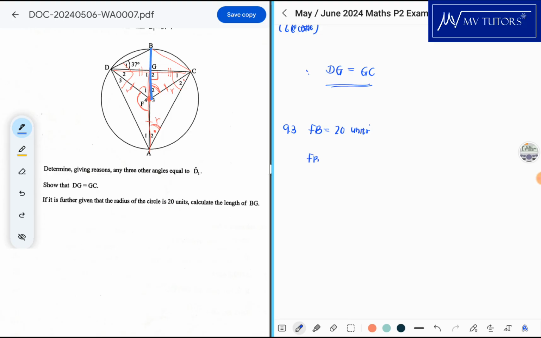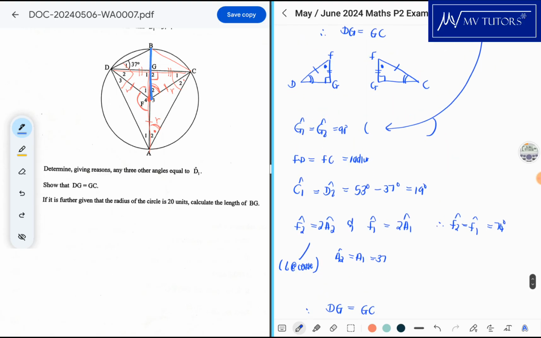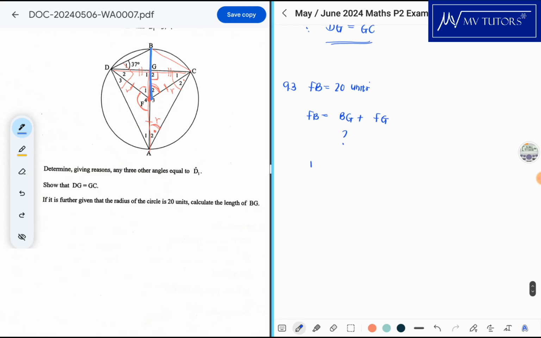FB actually consists of BG and FG. So we are looking for BG. And in order to do that, we need to get what FG is, which if we look at our triangle over here. So let me just rather go here. Okay, so I have FG, C, or D, doesn't matter.